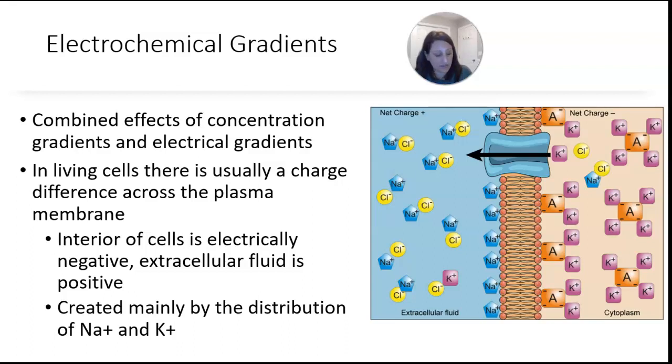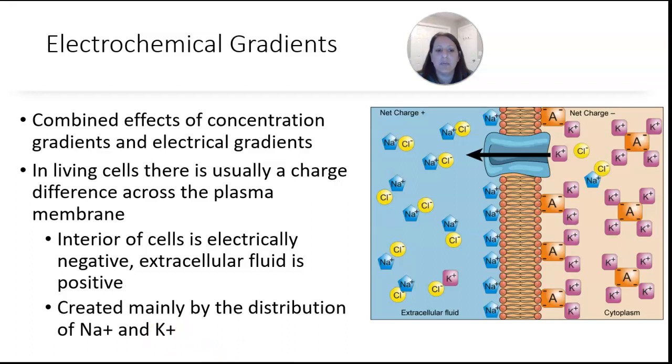And in living cells, it's very common that there's going to be a charge difference across the plasma membrane, and it's really important to the functioning of many cells in our bodies. Because of the sodium-potassium pump, really that's the major player that's setting up this electrochemical gradient. So remember, 3 positively charged sodiums get pumped out for every 2 positively charged potassiums that get pumped in.